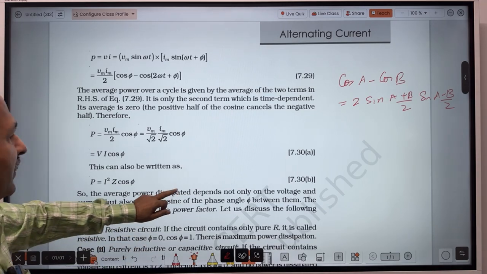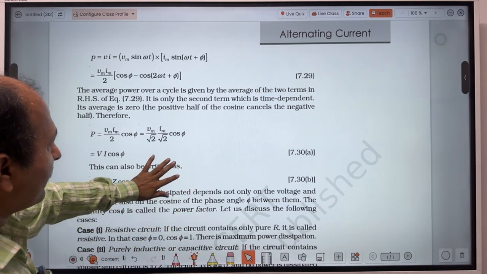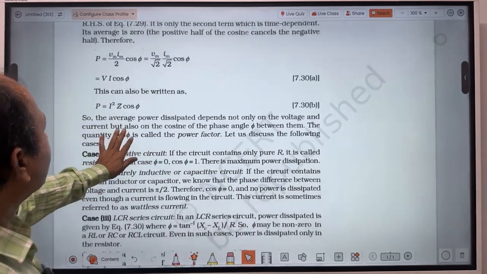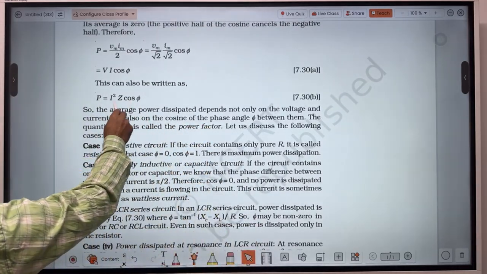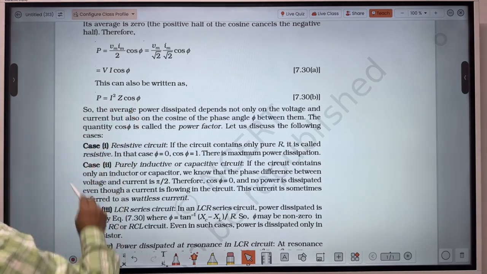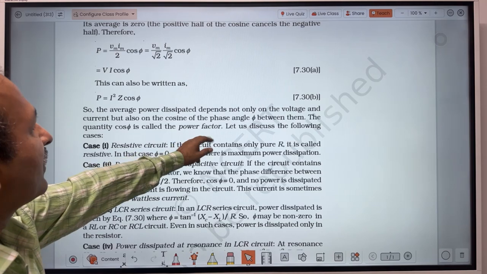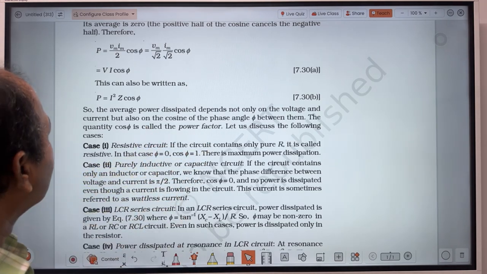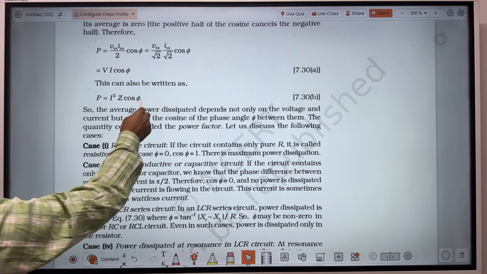So the average power dissipated depends not only on the voltage and current, but also on the cosine of the phase angle. So power depends also on cos phi, right? The phase angle phi between them. The quantity cos phi is called the power factor. So you should know about it. And for different values, we can assign.